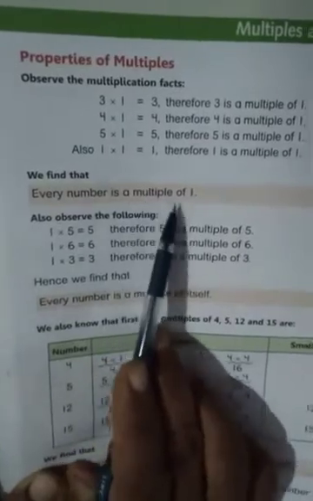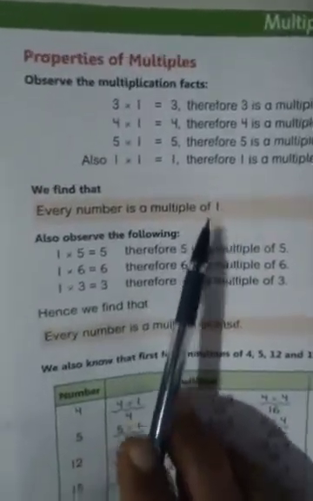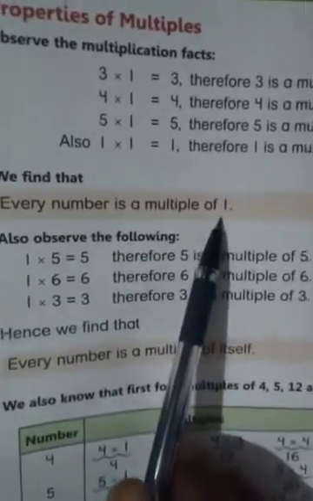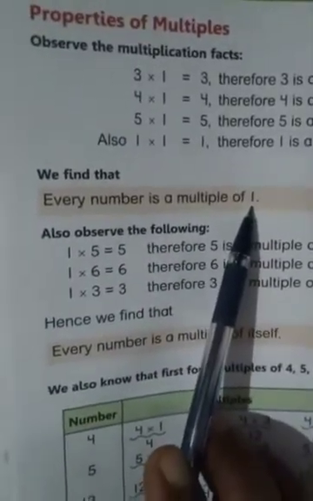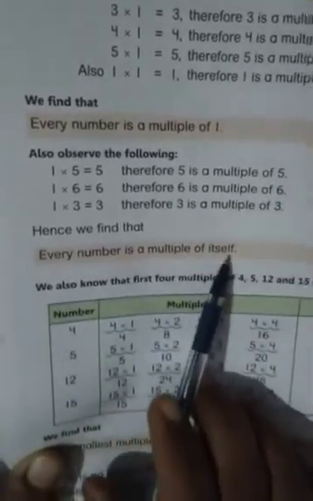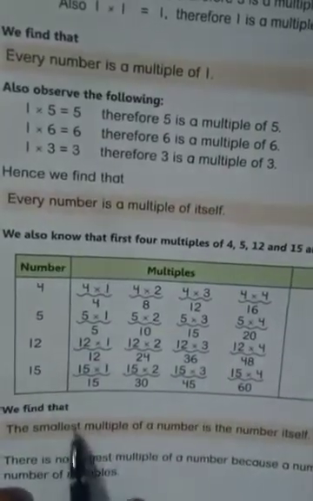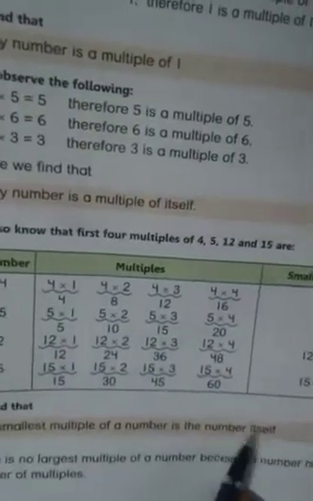in the second time. Now, every number is a multiple of 1. How can we conclude that every number is a multiple of 1? That means that number can be obtained by multiplying 1 by itself. Now see, every number is a multiple of itself also. Okay, second conclusion. Now third, the smallest multiple of a number is the number itself.